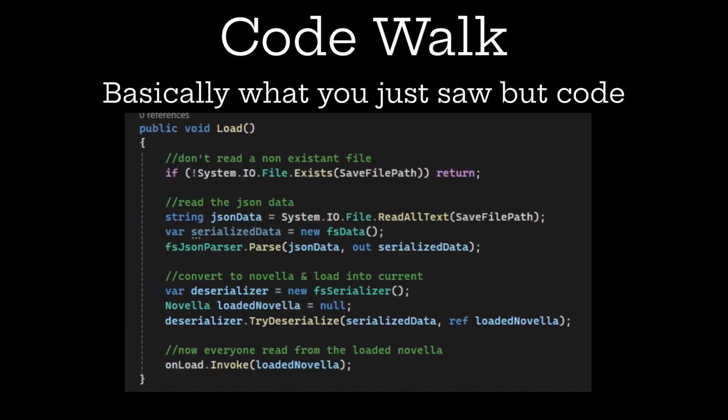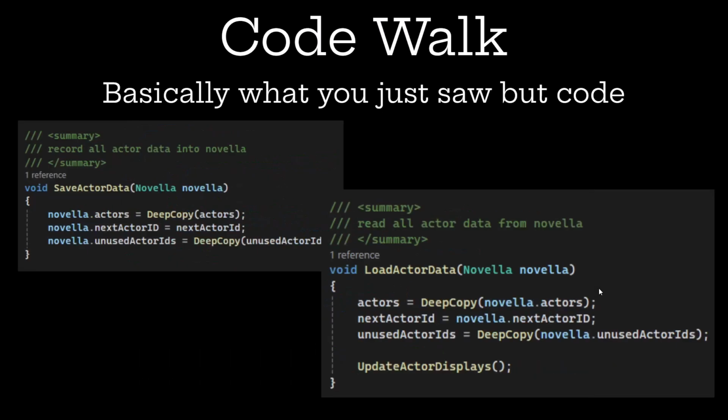First, we take that file and then read it all out into a novella, and then we call the event on load, which tells all the other classes to actually read from that novella instead of writing to it. And this is what that looks like. So the writing is the save, and the reading is the load. As you can see, both methods have what's called deep copy, which essentially is a method I found on Stack Overflow, but it copies everything in a list without copying the reference.